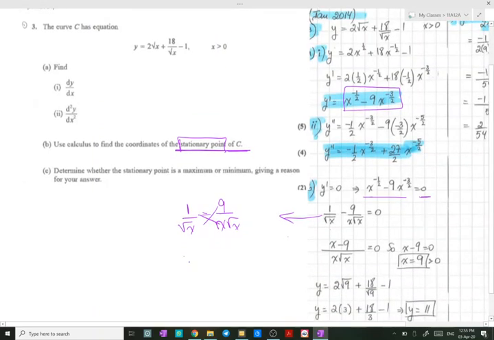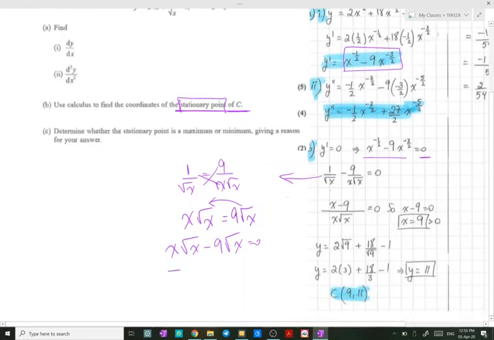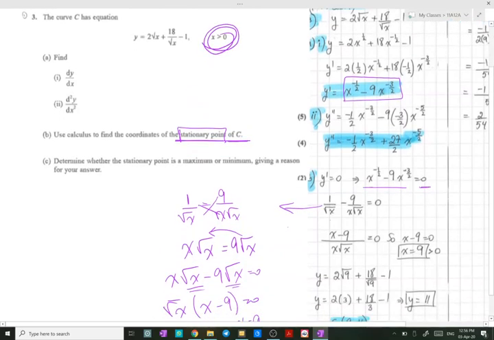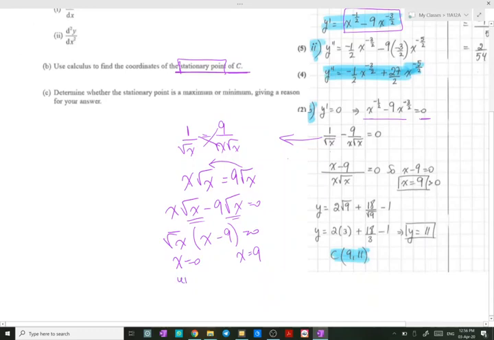Then you have x square root x equals 9 square root x. So now you take it to the other side, therefore x square root x minus 9 square root x equals 0. Taking square root x as a common factor, x minus 9 is left, equal to 0. So either x is 0 or x equals 9, and since in the given you have x greater than 0, therefore this is rejected. So the only value for x is x equals 9.